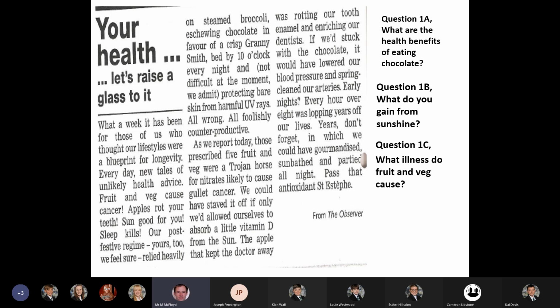Clementine, could you please tell me what are the health benefits of eating chocolate? It is a 1 mark question. You will need to write 1 mark, just a 2-word answer as a response. What are the health benefits of eating chocolate?